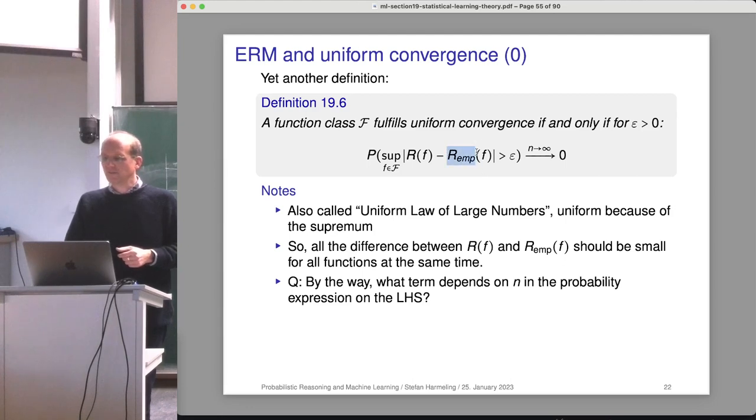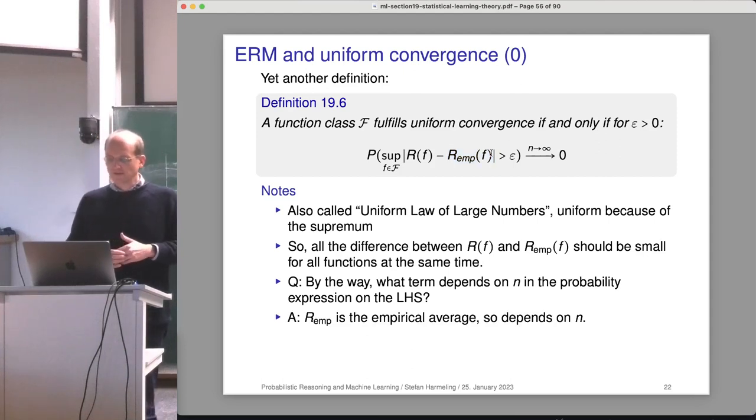Exactly. So it's in this empirical risk because it's a summation over x1 to xn, and x1 to xn were our random numbers, and y1 to yn. Exactly. Thank you. So that's good. Furthermore, what depends on n, right? And the other answer is already the empirical risk depends on n, right? So that's the only location.